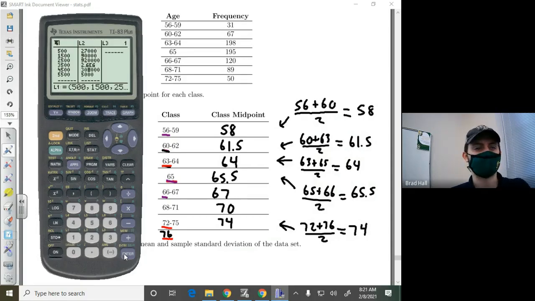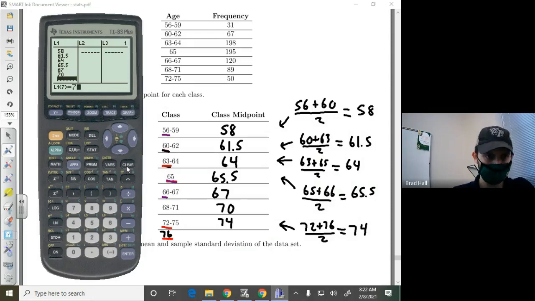So remember, you can clear a list by moving your cursor up to the name. Pressing clear, enter. Do the same thing for this one. Remember, the first list are the class midpoints. And the second list are the frequencies. So let's do that. Second list are the frequencies, 31, 67, and we keep going.